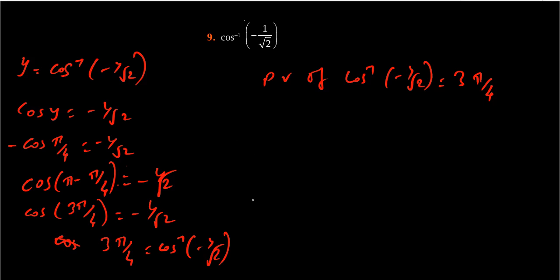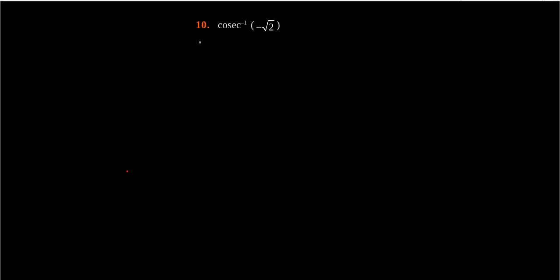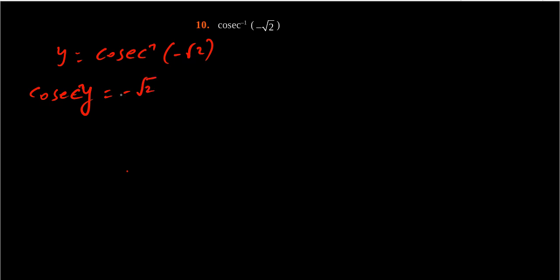Next, we'll go to the 10th question. Cosecant inverse of minus root 2. So let me take it as y. So y is equal to cosecant inverse of minus root 2. Let me bring cosecant to the left hand side, so cosecant y is equal to minus root 2. The minus sign is there. First let me identify which angle gives cosecant root 2.